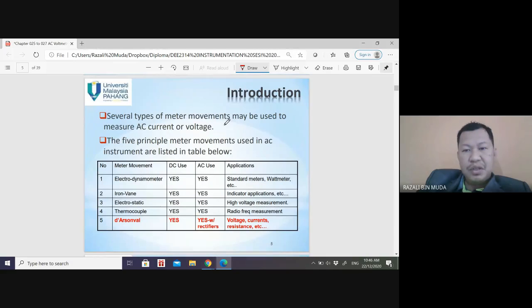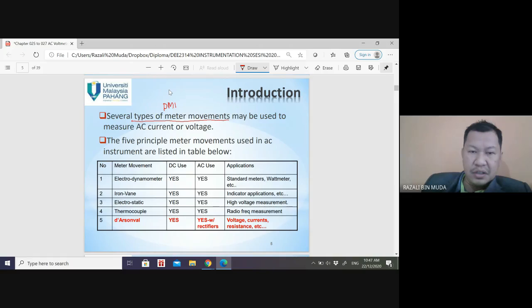There are several types of meter movements that may be used to measure AC current or voltage. In this subject we have learned only one, the permanent magnet moving coil, PMMC, sometimes called DMM in the book. Besides this PMMC, there are several other types of meter movements that can be used to measure AC current or voltage.